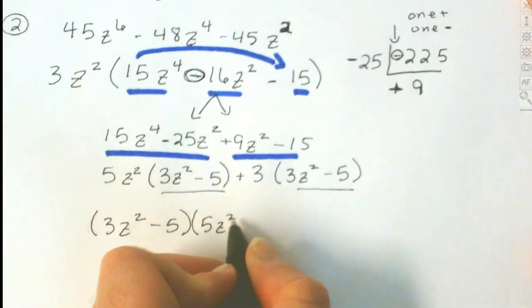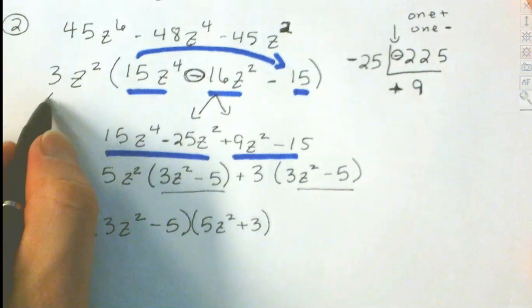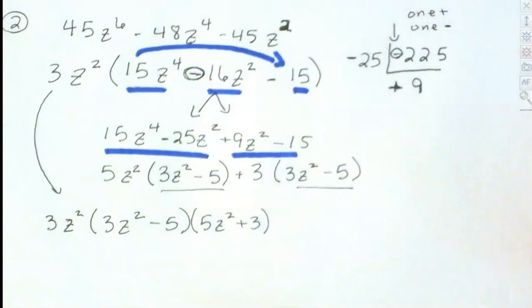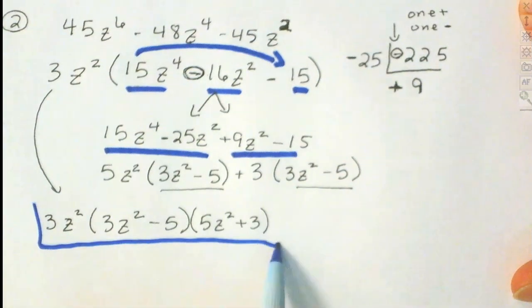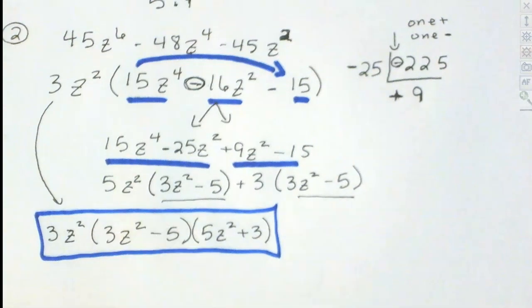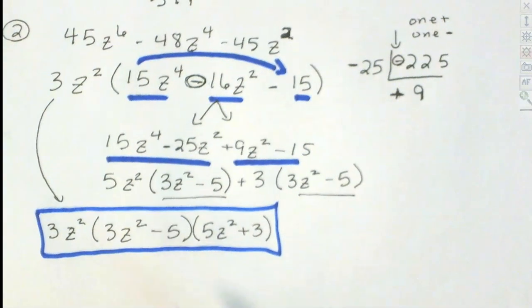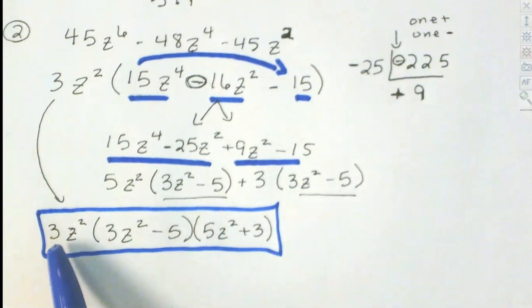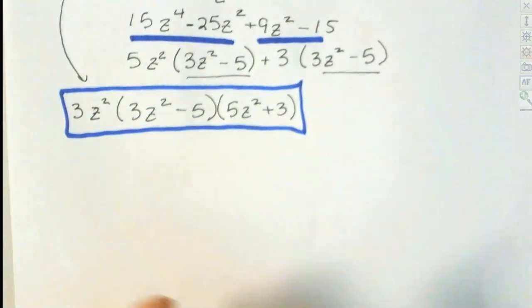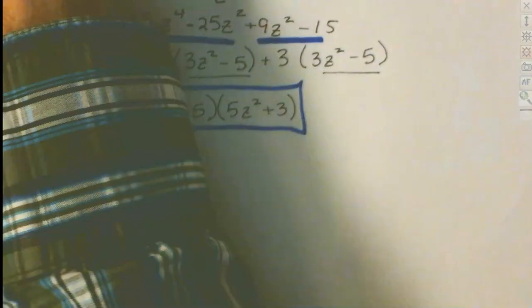So that leaves me with 3z squared minus 5 times 5z squared plus 3, and do not forget what's out in front of all of it, a 3z squared. That is your final, fully factored, finished answer. Now, how do we know that that is where we stop? Well, we look at each part and make sure we can't go further. 3 and 5 have nothing in common, so this cannot be factored. This one can't be factored. We make sure we brought that 3z squared out. That is as far as we can go. So always check the parentheses. If nothing comes out, that's when you know that you are finished.